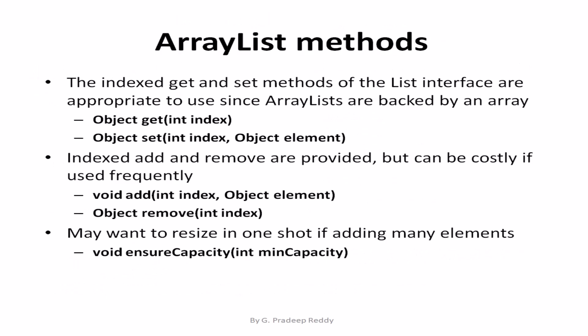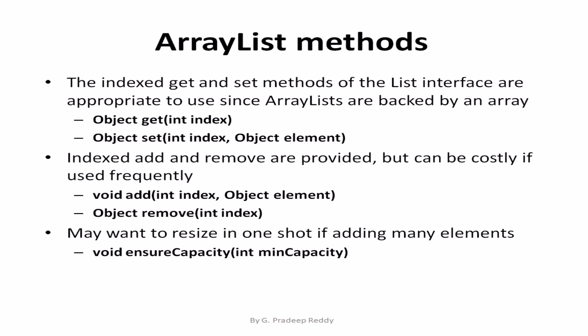So next, ArrayList methods. The indexed get and set methods of the List interface are appropriate to use since ArrayLists are backed by an array object. get(int index): you can get an object based upon the index position. Object set(int index, Object element): you can set the particular object element at a specified index, so in which position you want to add the element.